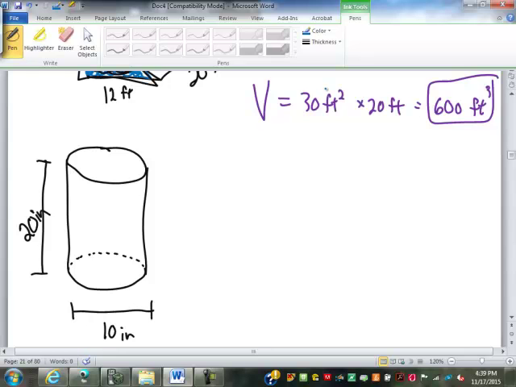Well, once again, what's the base of this? Well, it's the circle with a diameter of 10, right? That shape there is the base of this, because that shape is what I would grab onto and I could slide through the whole thing. Does everybody see how I determine what the base is?